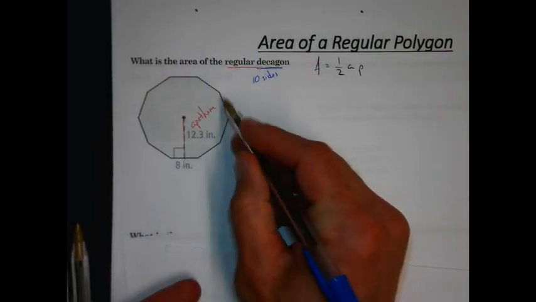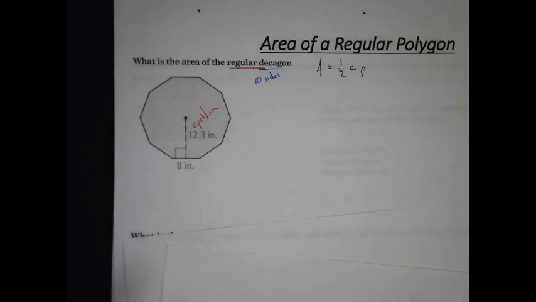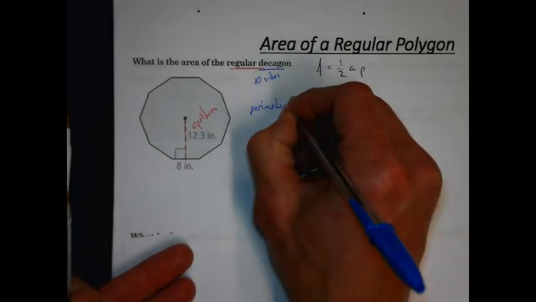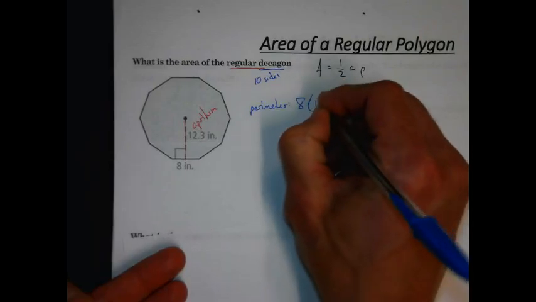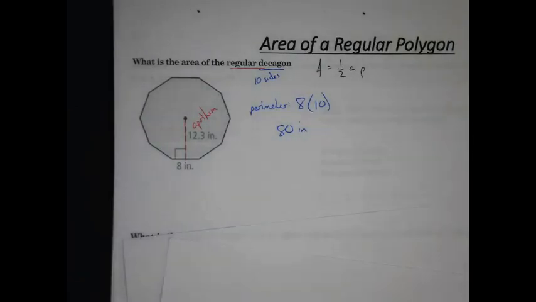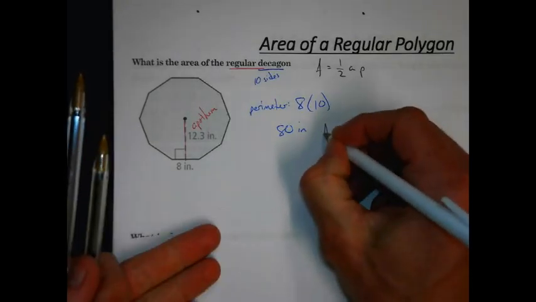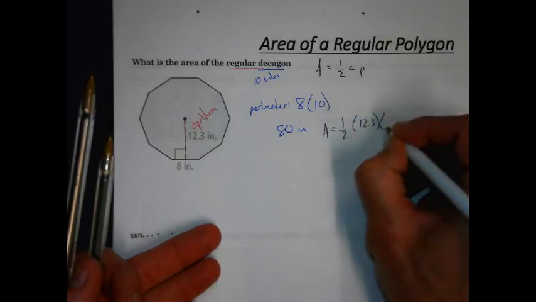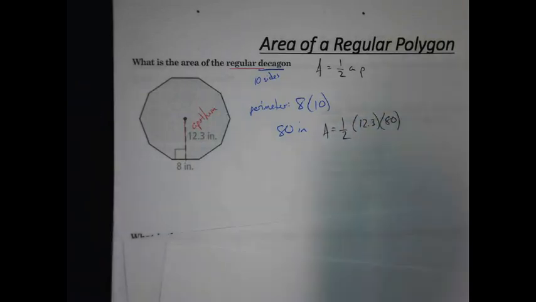1, 2, 3, 4, 5, 6, 7, 8, 9, 10. There's 10 sides. Each side is 8 inches, so the perimeter of the decagon is going to be 8 inches times 10, or 80 inches. So we have our perimeter of 80 and our apothem of 12.3. So our area is going to be 1/2 times 12.3 times 80. Okay, so that's how we find the perimeter of this regular decagon. The rest is calculator work.